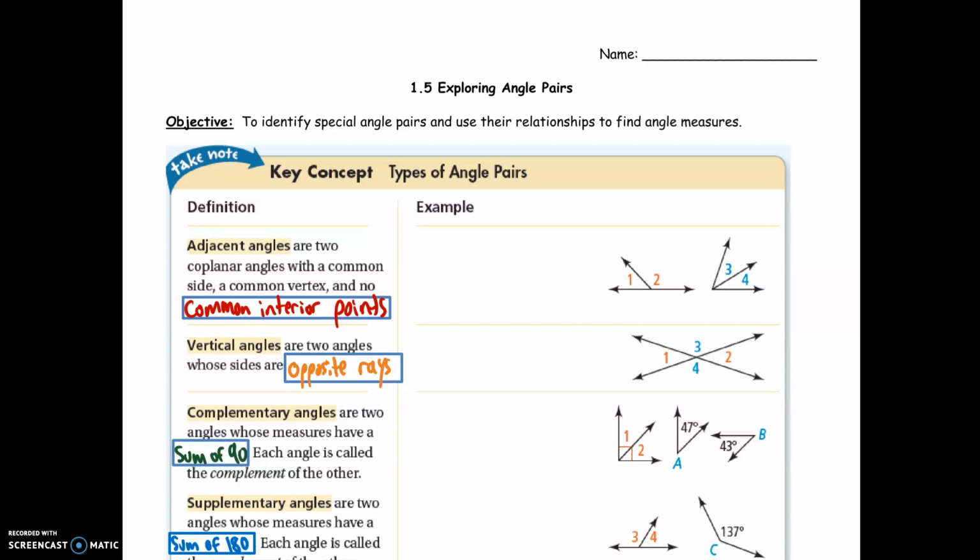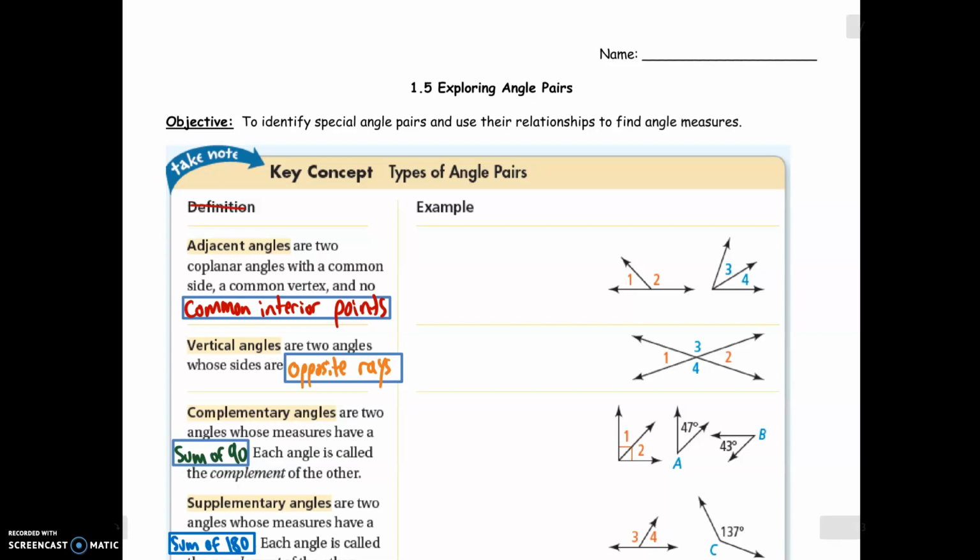So in 1.5, our section's titled Exploring Angle Pairs, and that seems kind of like a general title, right? So what we're really going to be doing is this objective down beneath it, which is identifying some special pairs of angles, and then using those special pairs to find angle measures, much as we do with any kind of missing measurement in an algebra problem. So identify those angle pairs first.